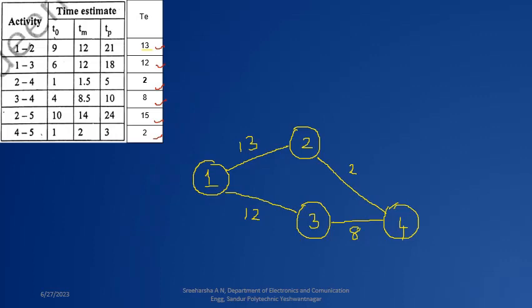Then after this there is one more activity, that is 2 to 5. After 2 there is one more activity that is starting, so that is the fifth activity. I will take this, and what is the time consumed? So here what we are writing is 15.